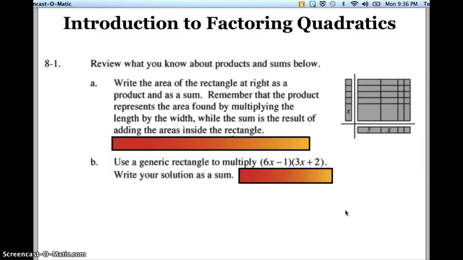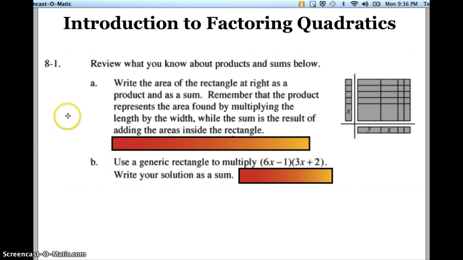Okay, Oak Rovers, this is a video that's going to help you with section 8.1.1 from Algebra Connections. And the section is called Introduction to Factoring Quadratics. So if I look at the first problem, here's what it says. Review what you know about products and sums below. And then we'll look at problem A.